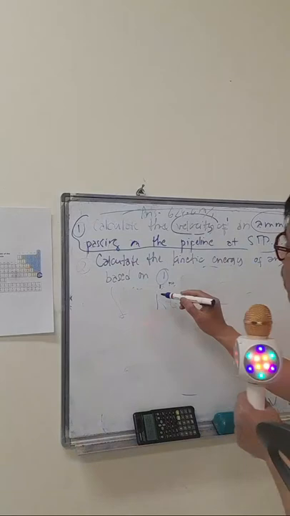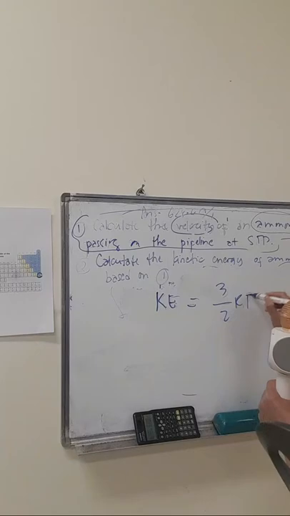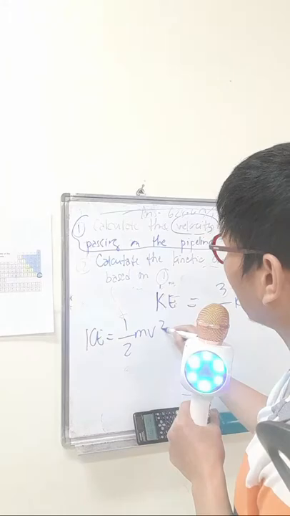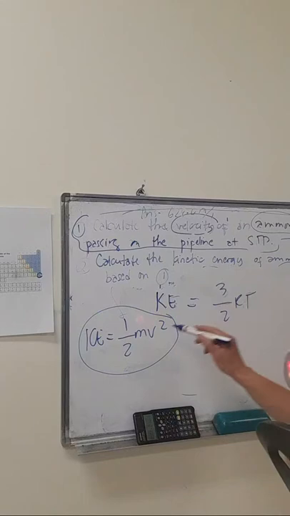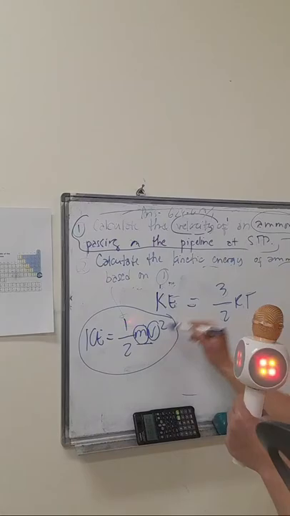Kinetic energy is equal to 3/2 RT. Take note, it is not kinetic energy 1/2 mv squared. Actually, you can use this also because the ammonia has its own mass. Yes, you can use this because ammonia has a molecular weight and through that you can compute the mass.